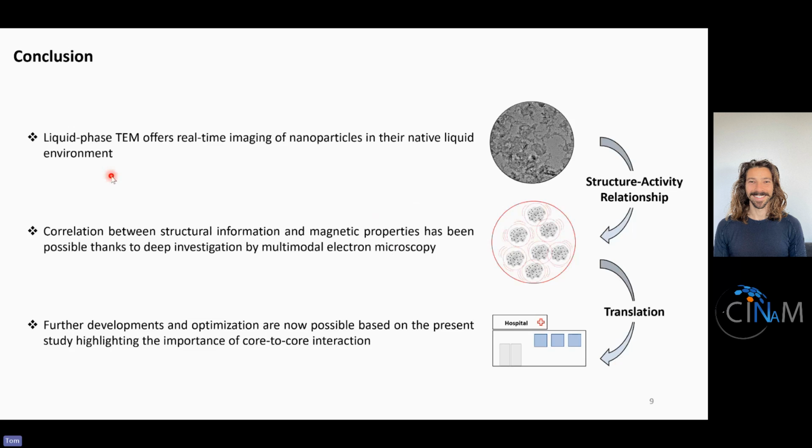And this helps us to understand how to further design this particle for translation. So we can now have optimization based on the present study that highlights the importance of the core-core interaction in this magnetic nanoparticle, which are currently used in hospital and demonstrate high performance.